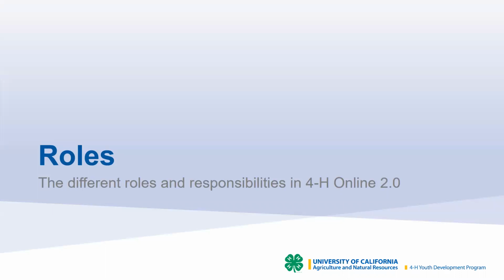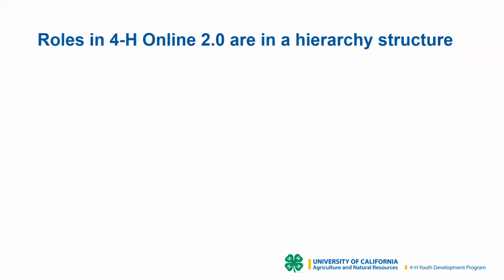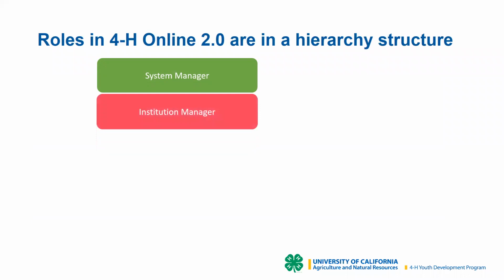The different roles and responsibilities in 4-H Online 2.0. As previously mentioned, 4-H Online 2.0 uses a hierarchy structure. Let's review the roles in the hierarchy. First, we have the system manager. This is the login that has access to the system in its entirety. Next, we have the institution manager. These are the manager logins at the state office level, the role 4-H state office staff will have in the system.